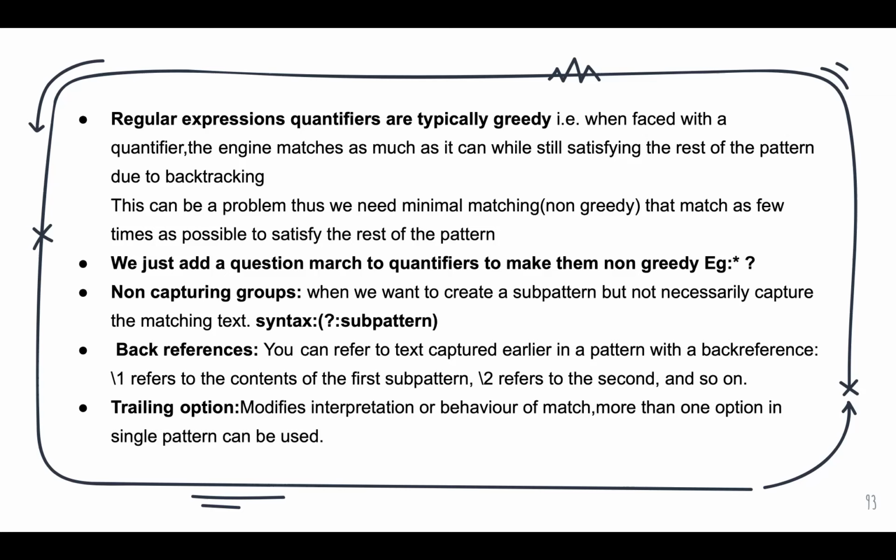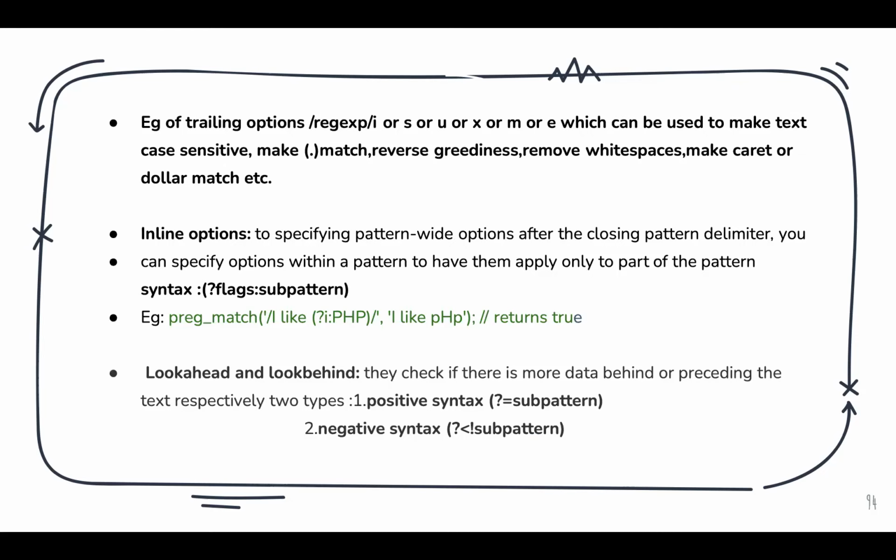Trailing options modify the interpretation or behavior of a match. More than one option in a single pattern can be used. For example, we take a regular expression followed by I or S or U or X or M or E, which can be used to make text case insensitive, make a match, reverse the greediness, remove white spaces, make a caret, or use a dollar match.